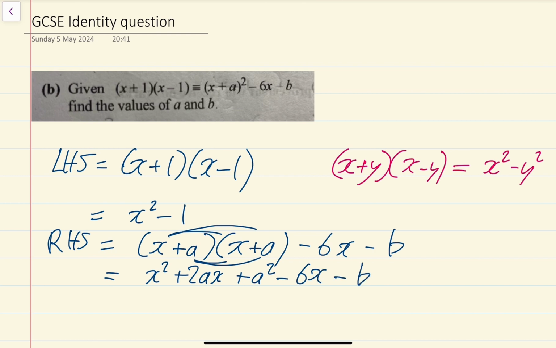Now what I'm going to do is tidy up. I'm going to write, there's my x squared term. My x terms, put them in a bracket. I have 2a times x, and I have minus 6 times x. So that's what you've got. And then this bit here, you've got a squared minus b. I'm just going to put that in a bracket as well.